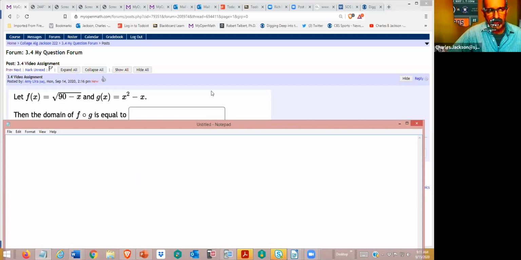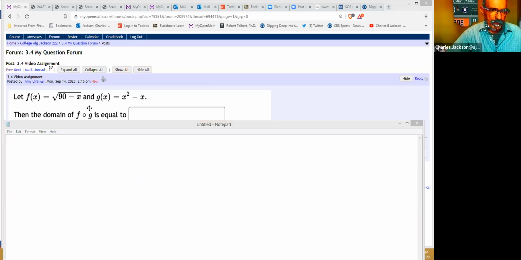Domain is the set of x values for f composed with g, which, with that little circle, of course, we're understanding it does not mean times. It means f of what? F of g of x.